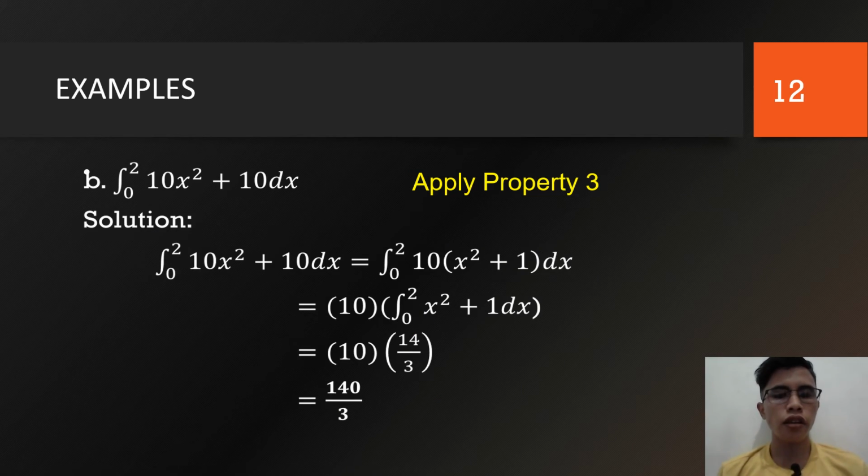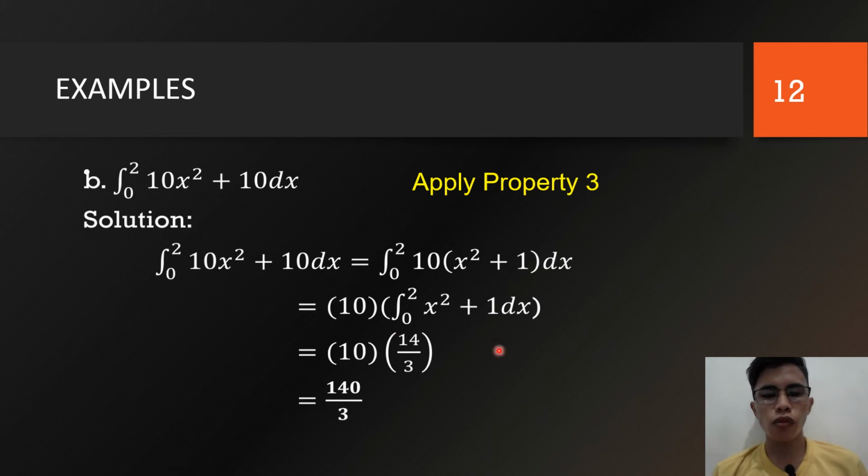Okay. Another example. Integrate 10x squared plus 10 dx from 0 to 2. Applying property number 3, ipa-factor muna natin yung 10x squared plus 10. So, di ba may common sa kanya which is 10. So, ilalabas natin yung 10. Then, we're going to divide. Ang matitira is x squared plus 1. Then, ilalabas natin yung value ng 10 or the constant.